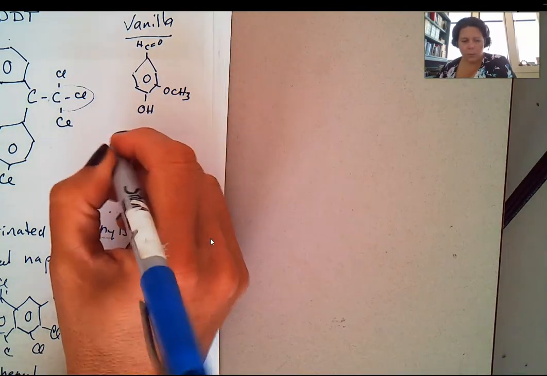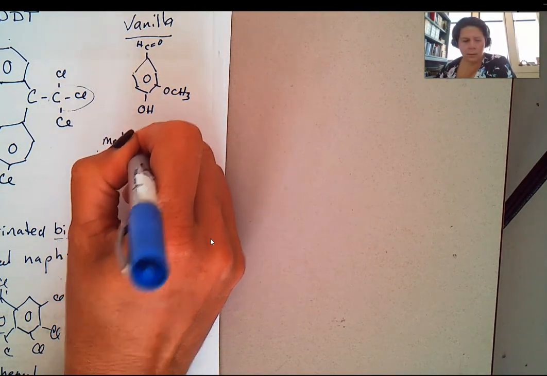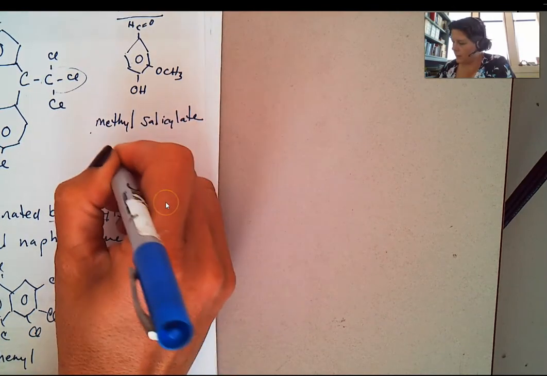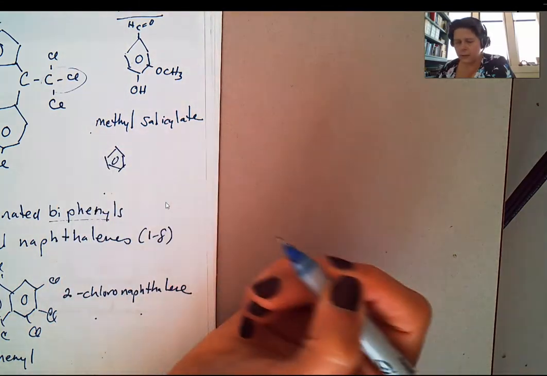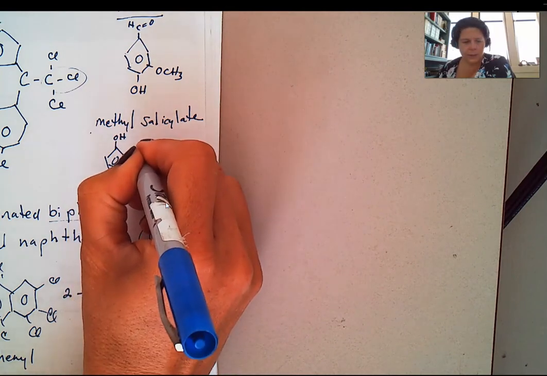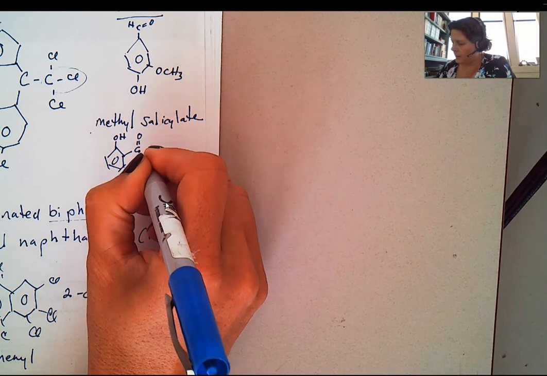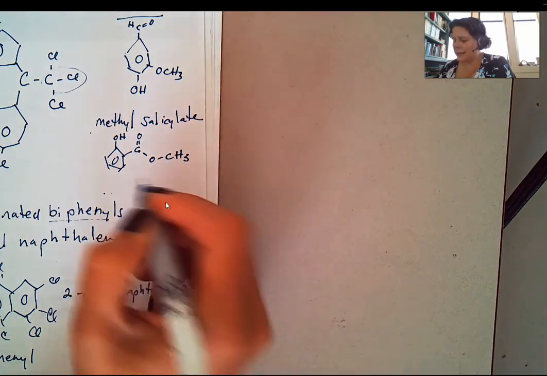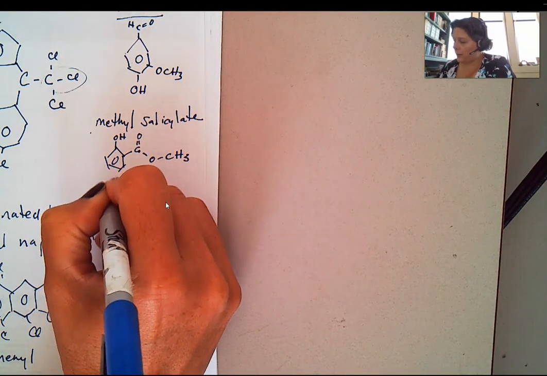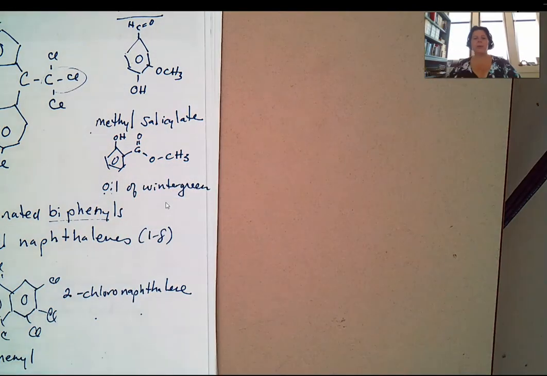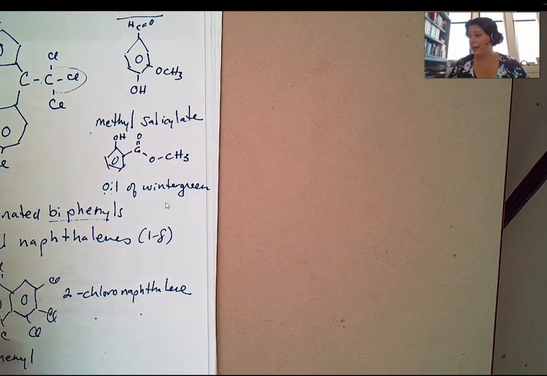Another one that's kind of an important one is methyl salicylate. So we've got our benzyl group, and I didn't draw that very well, but that's okay. An OH group onto here, C double bond O onto a CH3. So this is methyl salicylate, or better known to you as oil of wintergreen.